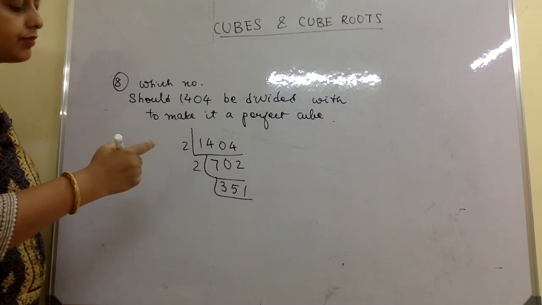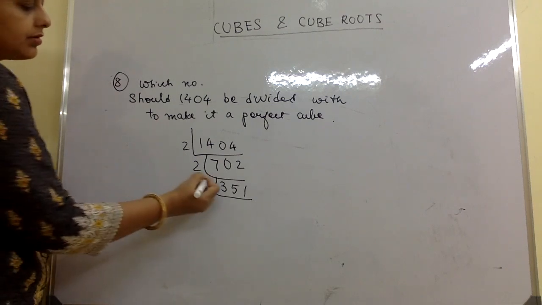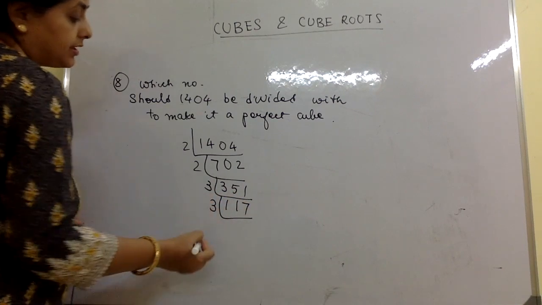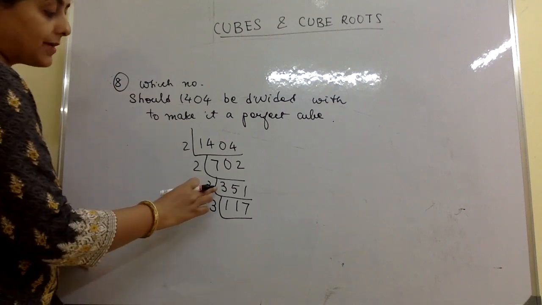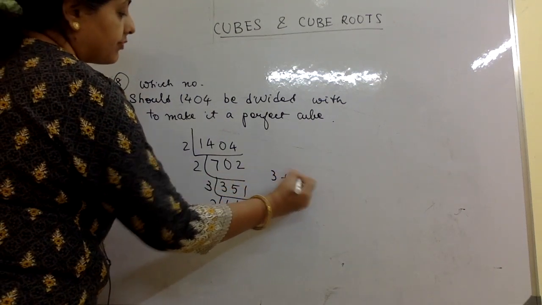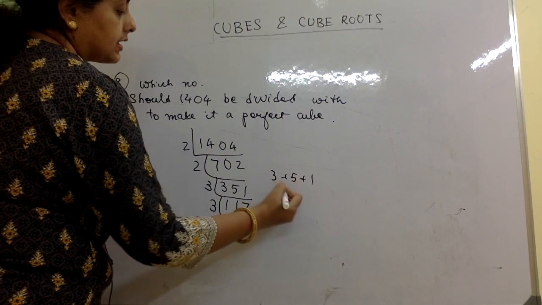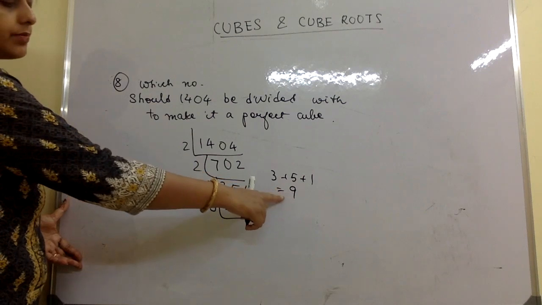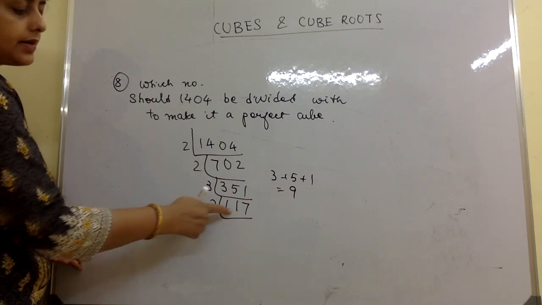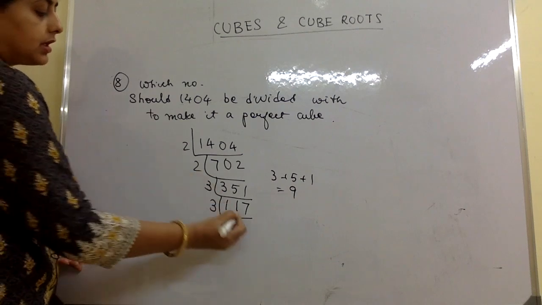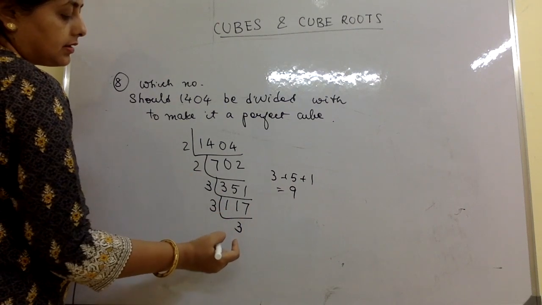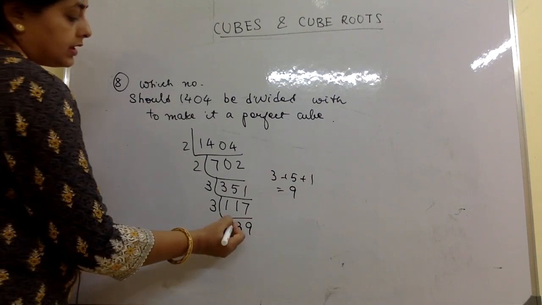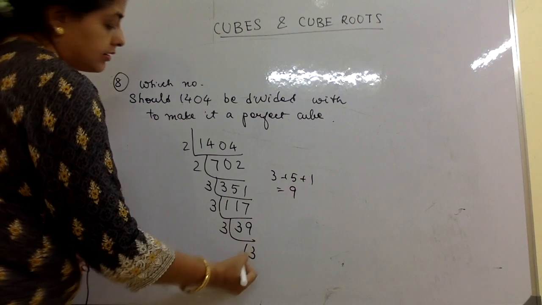Now 351 is going by 3. Yeah, 117. Now this is again going by 3. Now how do I know every time it's going by 3? I am adding 3 plus 5 plus 1, and since it has come to 9, and 9 is a multiple of 3, this will go by 3. Again I added here, I saw 9, I know it is divisible by 3. 3 3s are 9 and 3 9s are 27. Okay, now again 3 and 13.